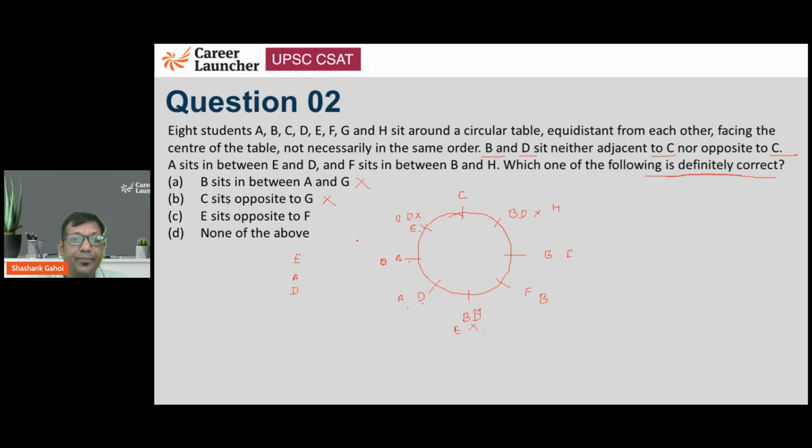So not true. E sits opposite to F? Not necessarily. E is here, F can be here. So both the possibilities might be true. C sits opposite to F. This might be true, not necessarily. So this is also rejected. So my answer of this question is going to be none of the above.